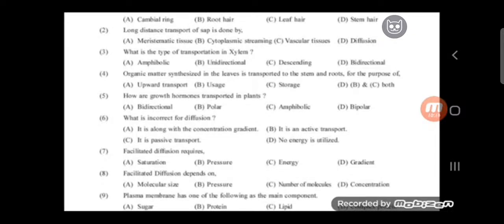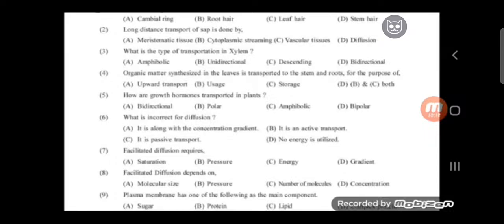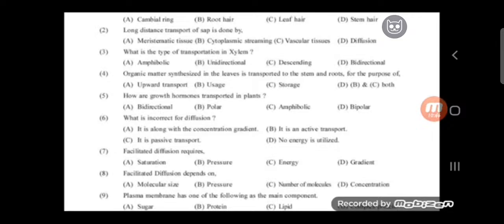In this they have asked: organic matter synthesized in the leaves is transported to the stems and roots for what purpose? Option A, for upward transport, or option B, for usage, or option C, for storage, or option D, for both B and C, usage and storage. So which one is the correct answer? You have to tell.